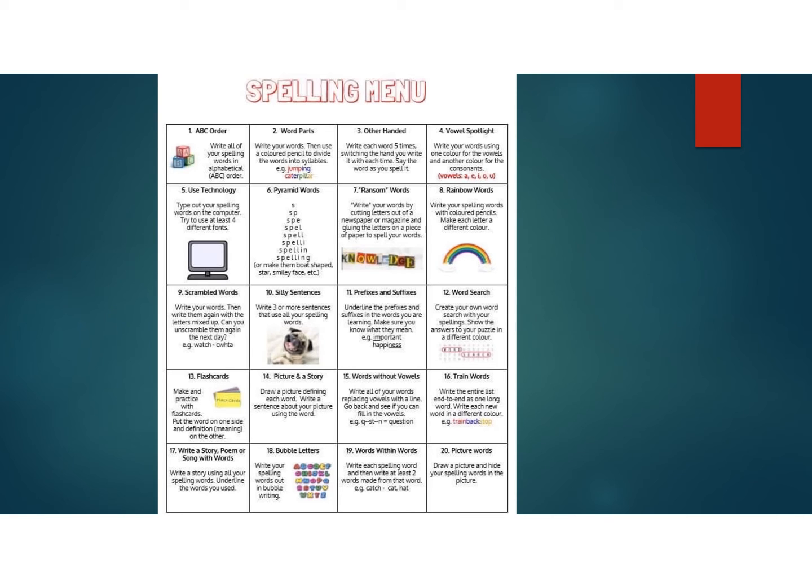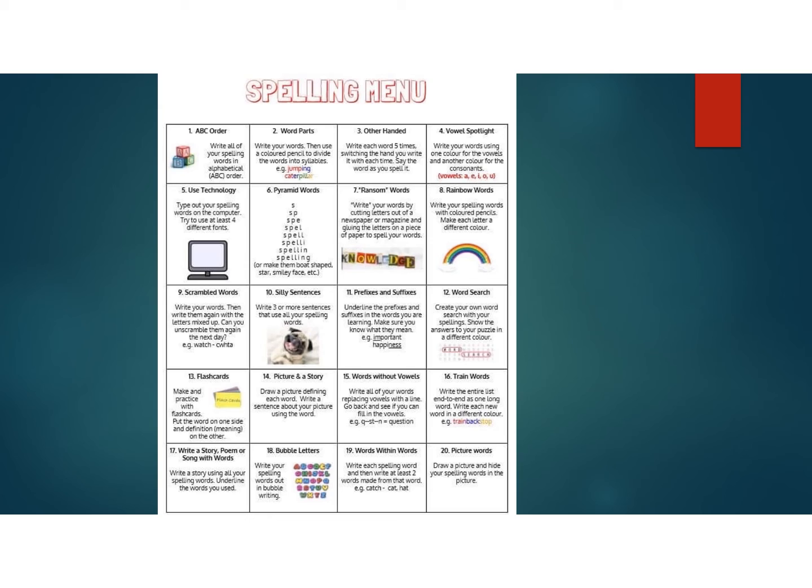The next task is picture in the story, in which you would draw a picture for each of your spelling words, and you could write a sentence as well about the picture using your word. The 15th task is writing without vowels. So what you would do is you would write out your spelling word, but miss out all the vowels, and then come back to the word later and see if you can write it out correctly with the vowels in it.